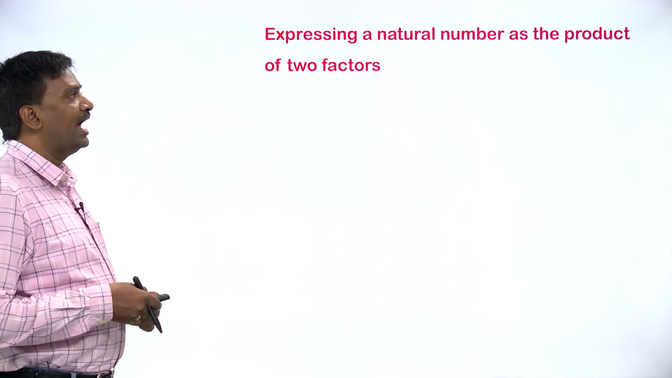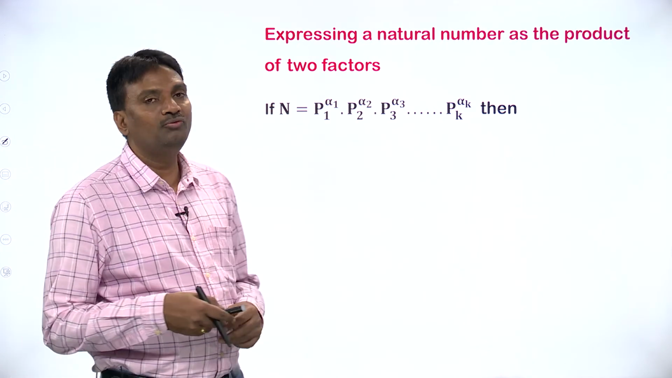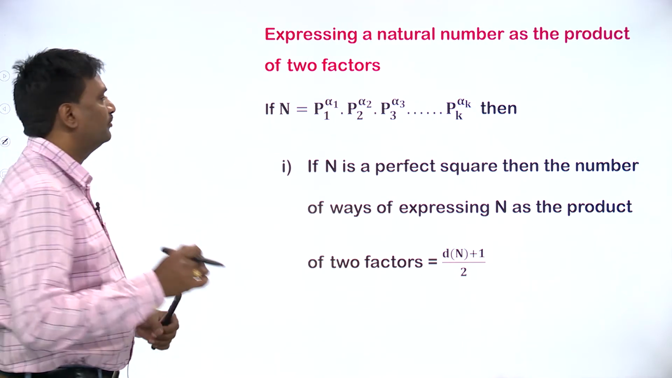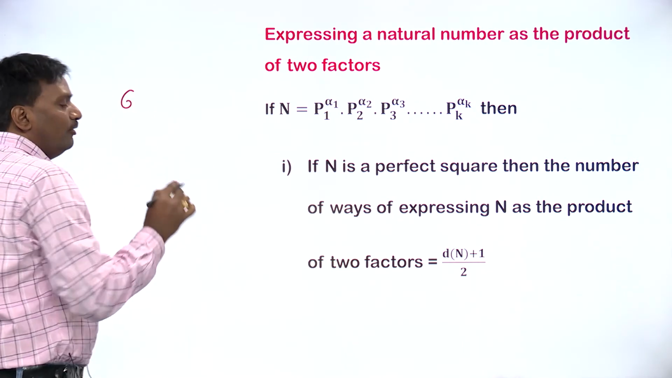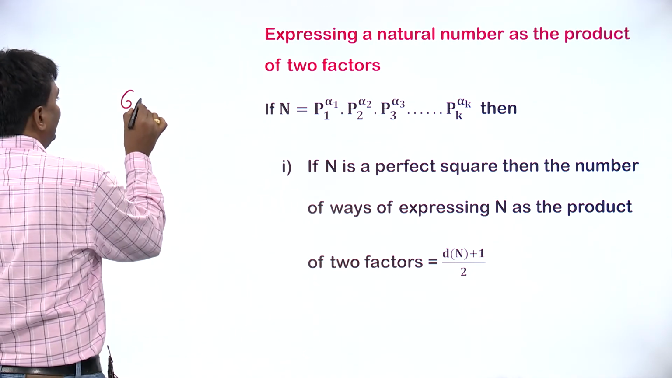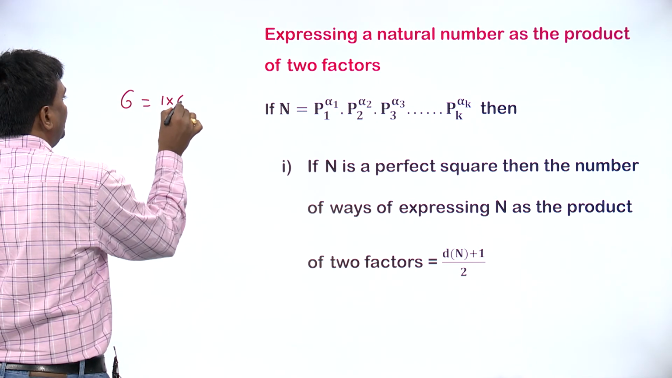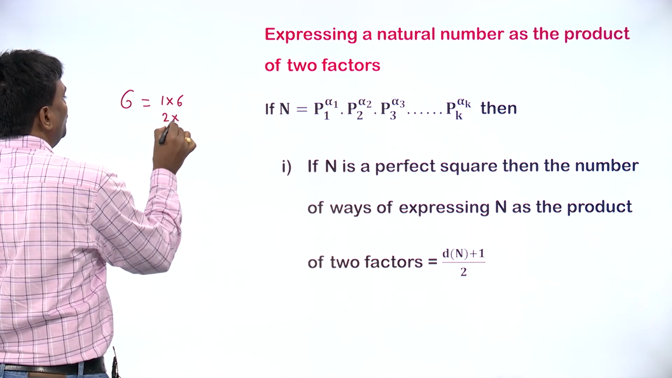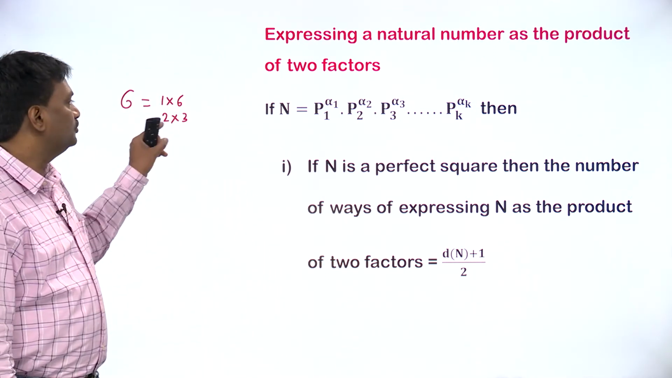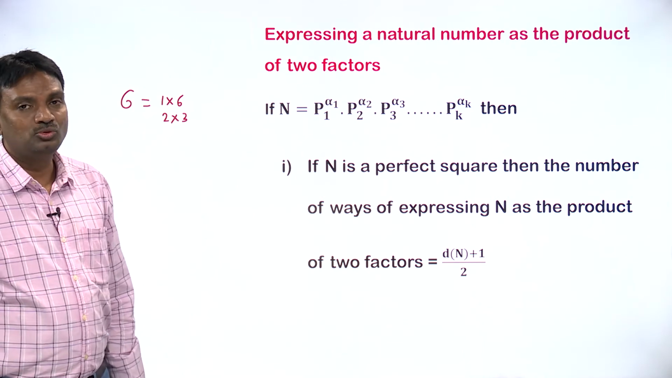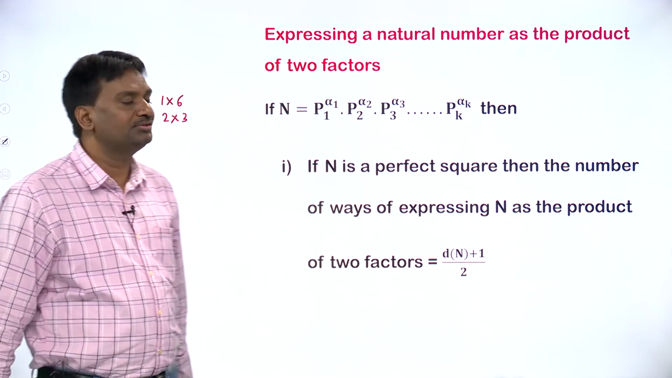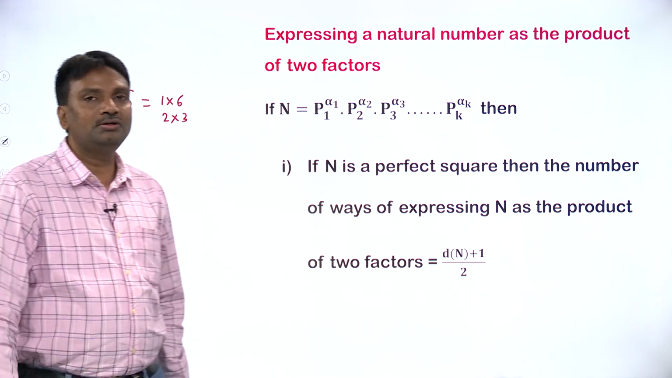So, next, expressing a natural number as the product of two factors. For example, 6 is there, and we have to express this 6 as the product of two factors. We can write 6 as 1 into 6 or 2 into 3. 1 into 6 is nothing but 6 into 1, 2 into 3 is nothing but 3 into 2. So, we can express the number 6 as the product of two factors as 1 into 6, 2 into 3.